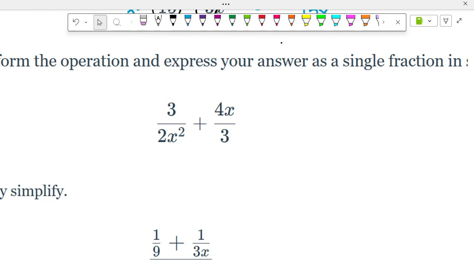Whatever the exponent is, whatever the highest one is, just slap it on there. You can't get lower than 6. That's too easy. So now you have to make both of these fractions have that.